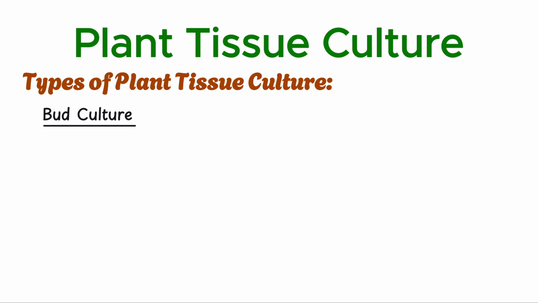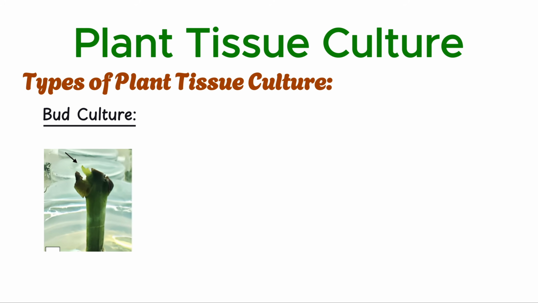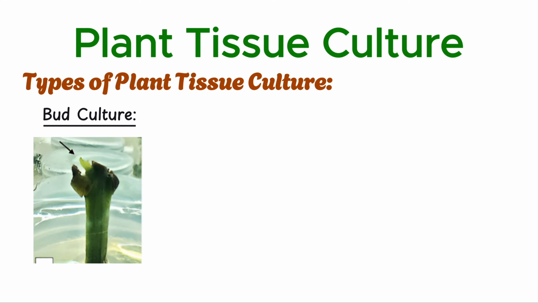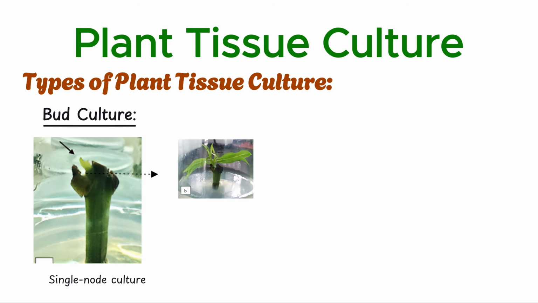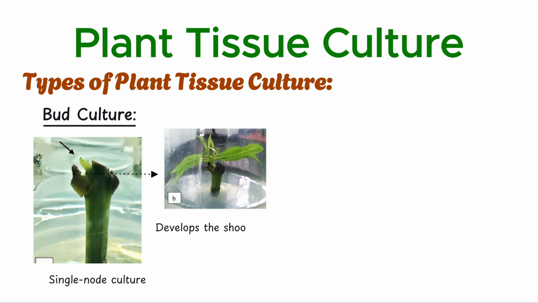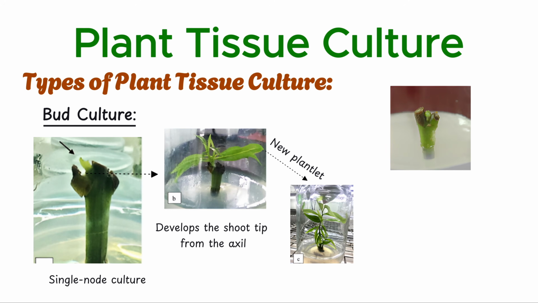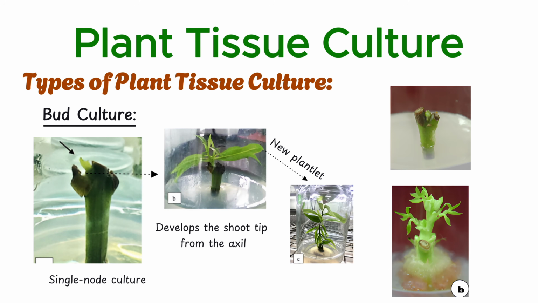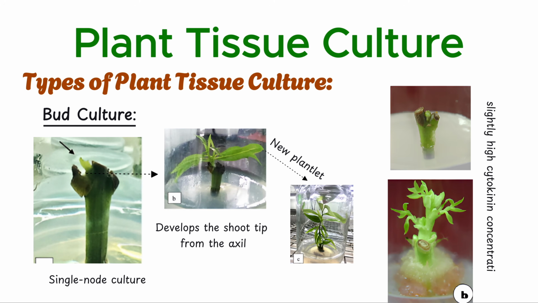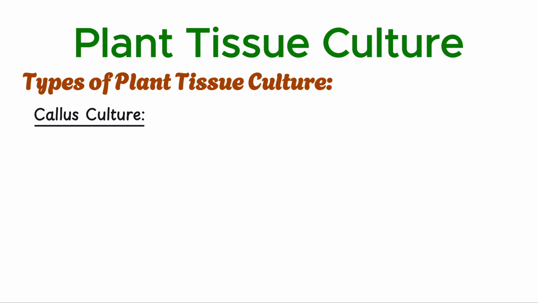Let's discuss bud culture. Buds contain quiescent or active meristems in the leaf axils, which are capable of growing into a shoot. Single node culture, where each node of the stem is cut and allowed to grow on a nutrient medium, develops the shoot tip from the axil, which ultimately develops into a new plantlet. In the axillary bud method, axillary buds are isolated from the leaf axils and develop into shoot tips under a slightly high cytokinin concentration.